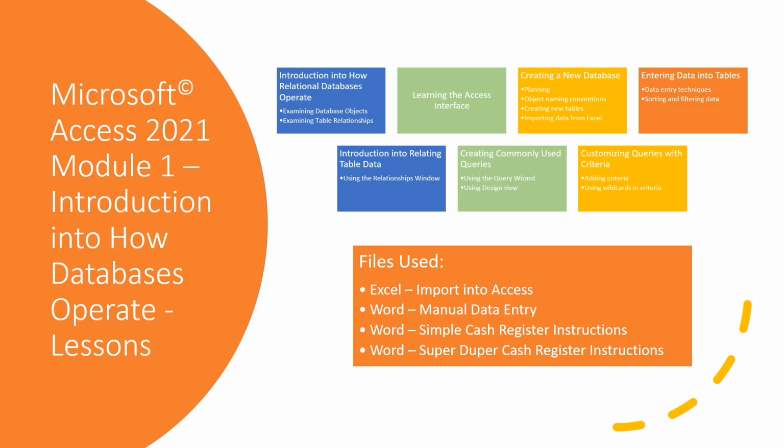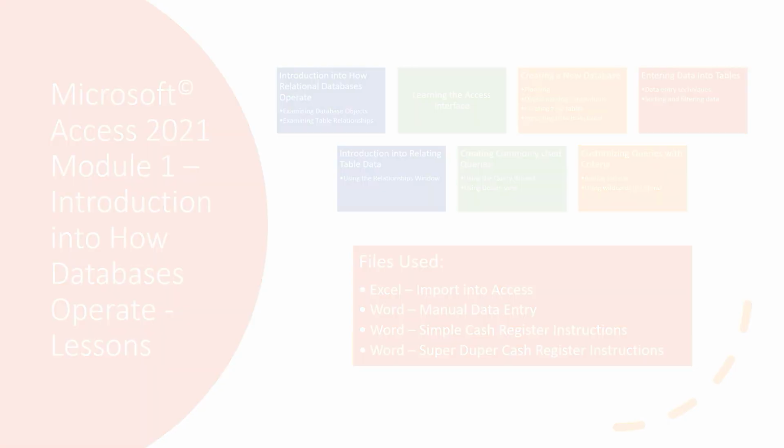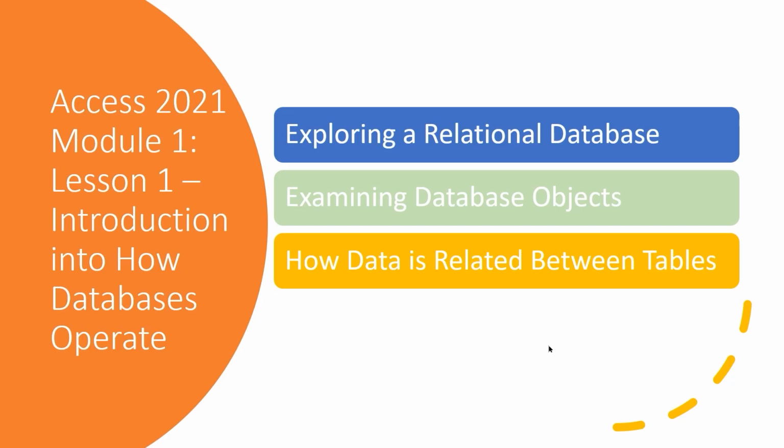In this module, we're going to use some files that are in your video description. So we have an Excel file called Import into Access. We have 3 Word files, manual data entry, simple cash register instructions, and super duper cash register instructions. You may want to pause the video, grab those files, put them in a folder that's convenient for you on your system.